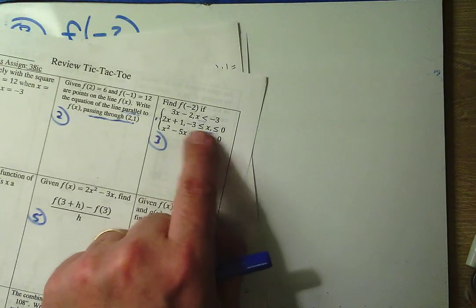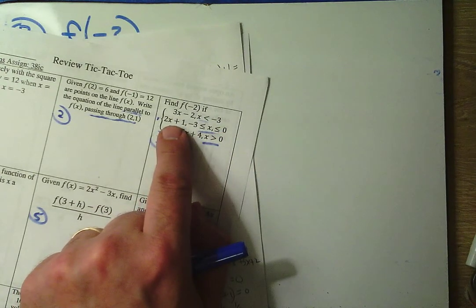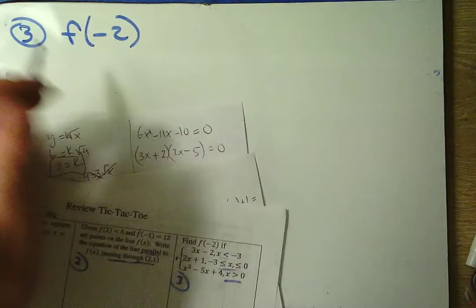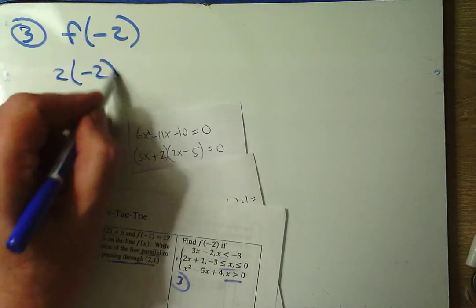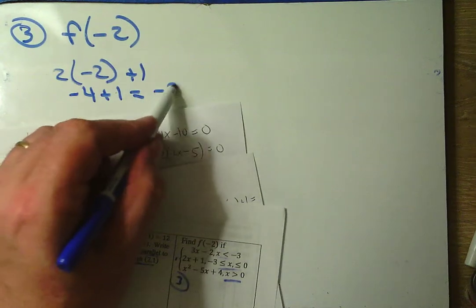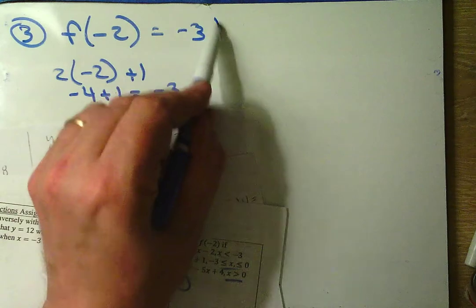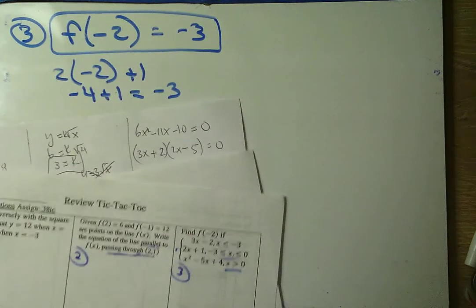Well, negative 2 is between negative 3 and 0, so I have to plug that negative 2 into this piece. 2 times negative 2 plus 1. Negative 4 plus 1 is negative 3. So f of negative 2 is negative 3. That's it. That's my answer.